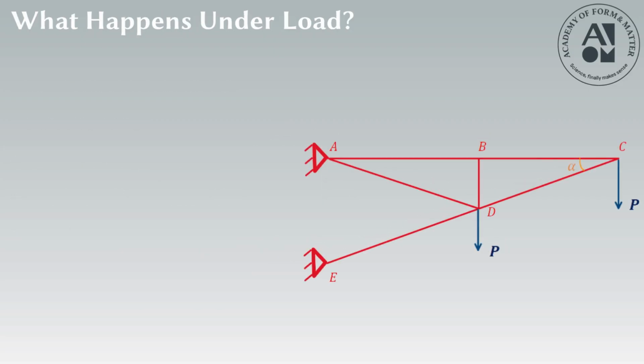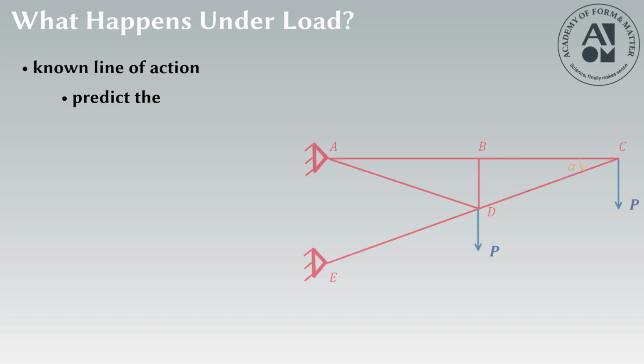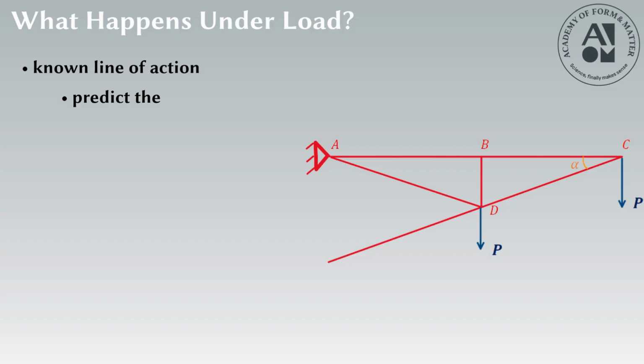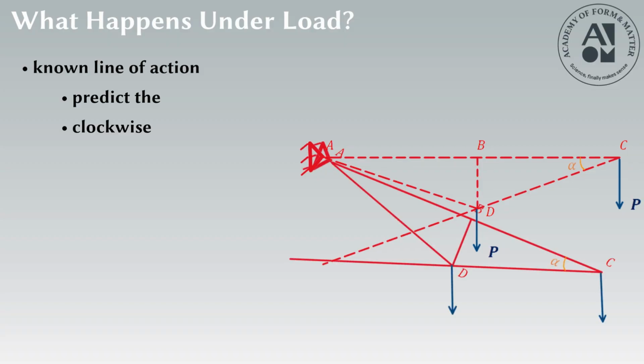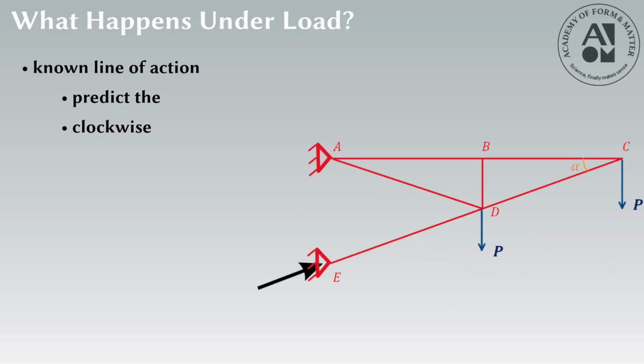But we can go one step further. Not only can we predict the line of action of the reaction at E, we can also predict its direction. Imagine removing the lower support. Under the applied loads, the truss would tend to rotate clockwise. To prevent that motion, member ED must push upward on the structure. So member ED is in compression, and the reaction at E must act upward along the member.